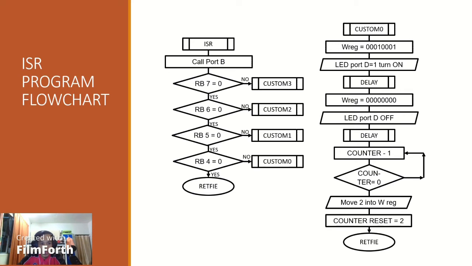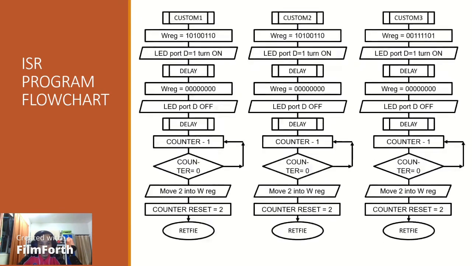For the ISR program, when button 1 is pressed, INT1 will receive the signal, and then port B4 will turn on the LED G0 and G4, and it will delay. The counter is set for 2 times to make the LED blink.